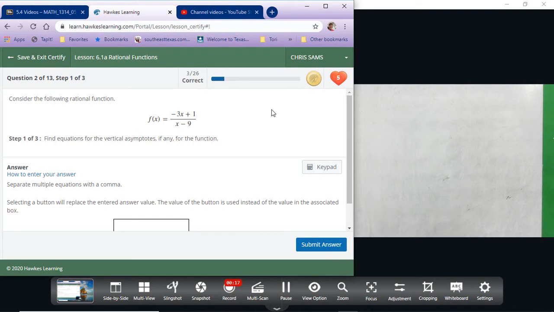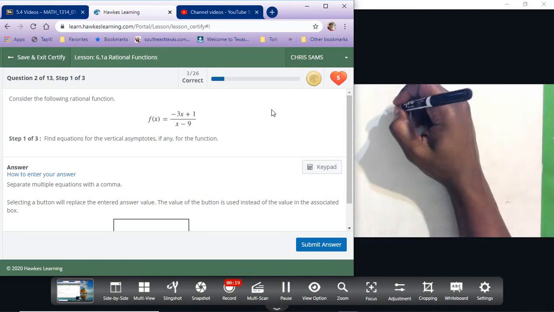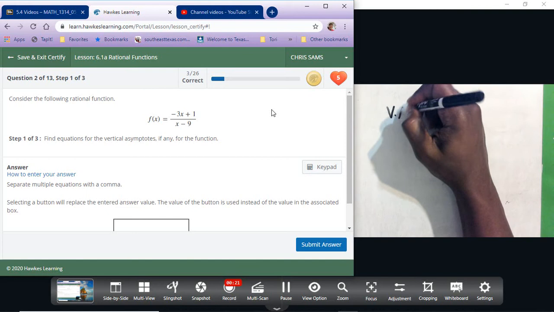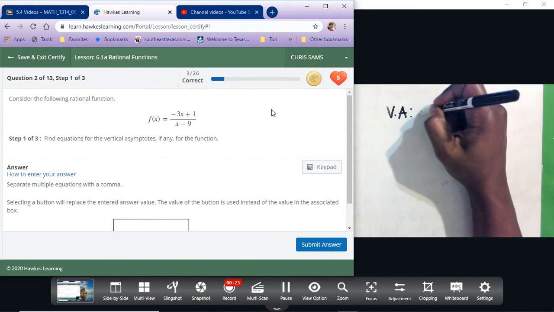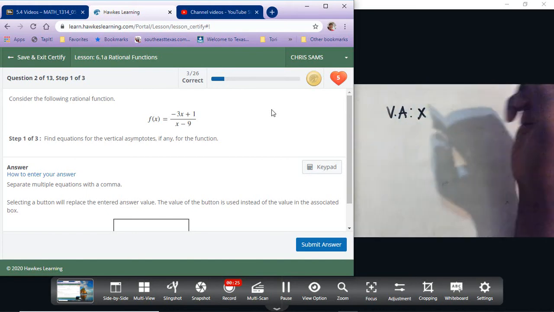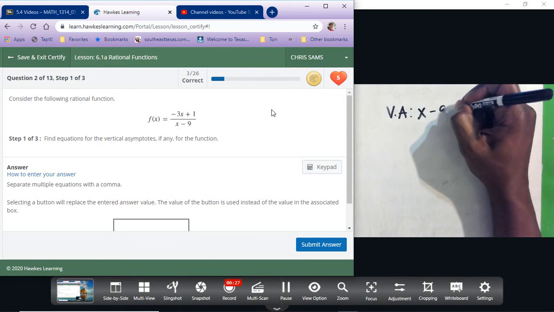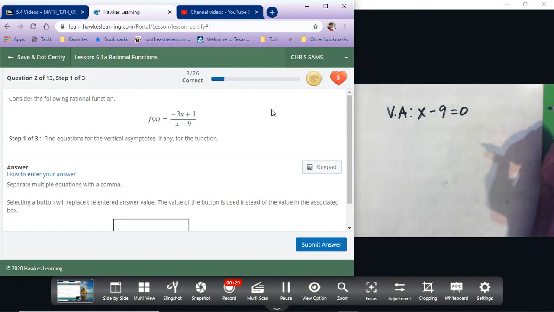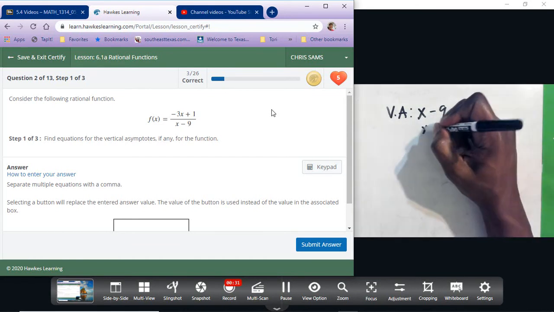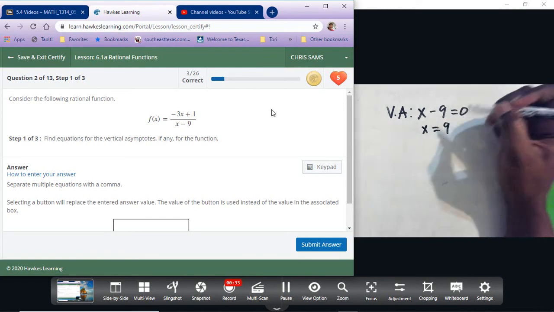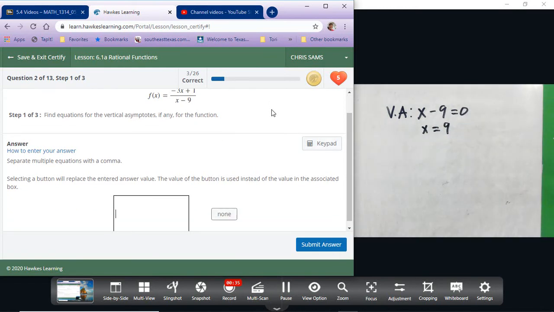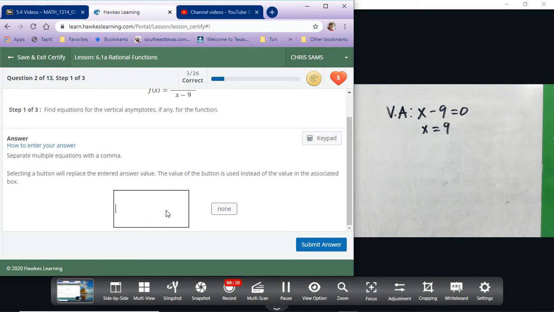Okay, so again, with the vertical asymptote, the VA is always x equals, and we focus on the bottom only. So x minus 9 equals 0. Solve for x, we get x equals 9. So that is the equation for our vertical asymptote, x equals 9.